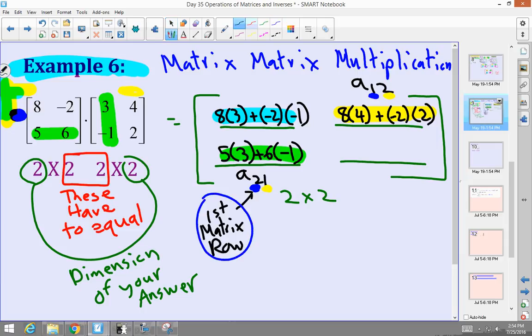And this piece is going to refer to the second matrix column. Okay.